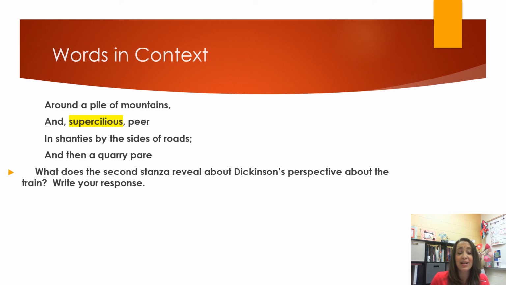Around a pile of mountains and supercilious peer, in shanties by the sides of roads, and then a quarry pair.